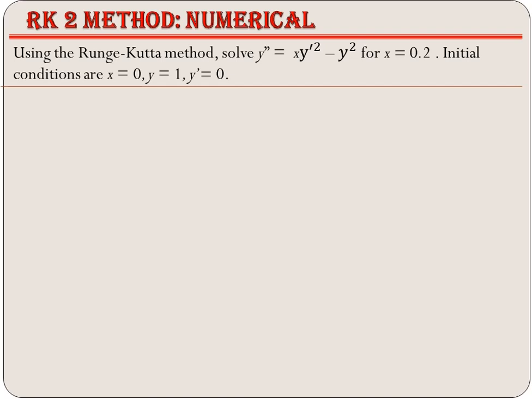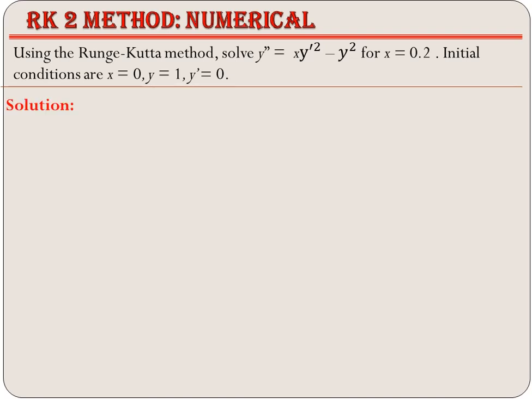We have to solve the second order differential equation y double dash is equal to x y dash square minus y square, and we have to find the value of y for x is equal to 0.2. The initial conditions are x is equal to 0, y is equal to 1 and y dash is equal to 0. So this is the second order differential equation. We need to convert it into first order differential equations.